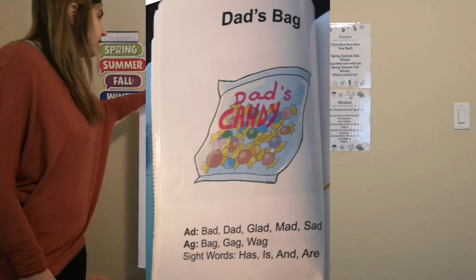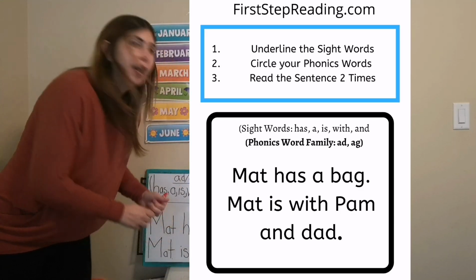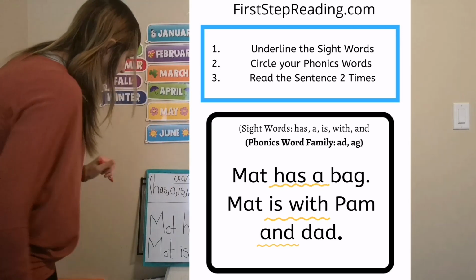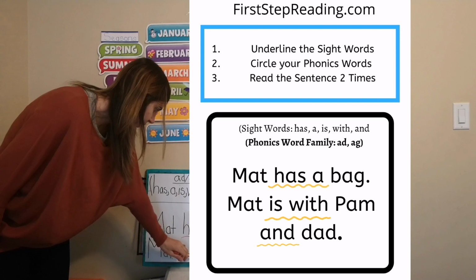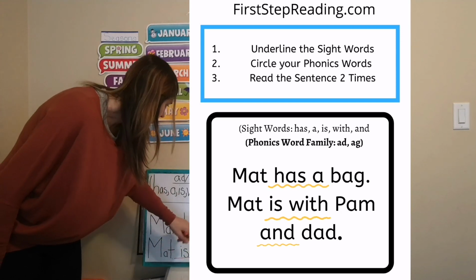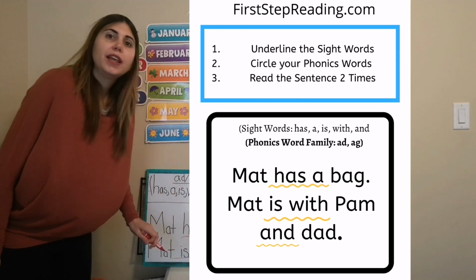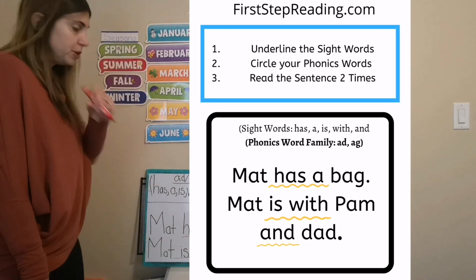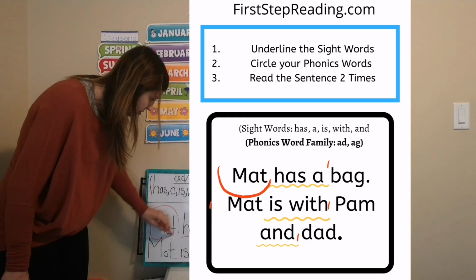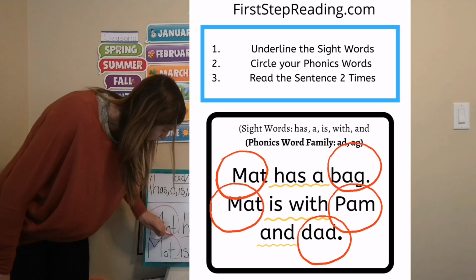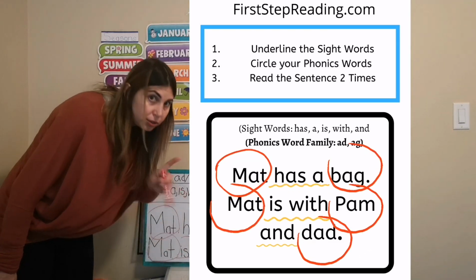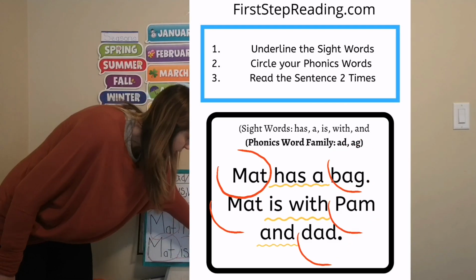Dad's Bag. Okay, now let's get our sentence. I underline my sight words: has, a, is, with, and. Then I circle my phonics words. These are the ones I need to use my sounds. Okay? Do not guess. Use your sounds. If you don't know a word, use your sounds. Don't guess.